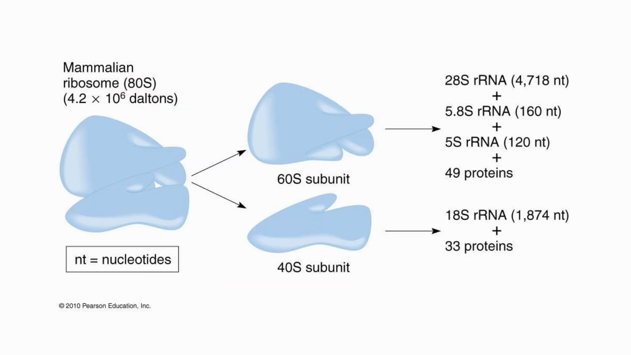The whole process of translation is facilitated by ribosomes, which are just massive complexes of about 50 plus proteins each. Here's the mammalian ribosome. It's very, very large, and it's made up of the large 60S subunit and the small 40S subunit, each of which have many different rRNAs and proteins.